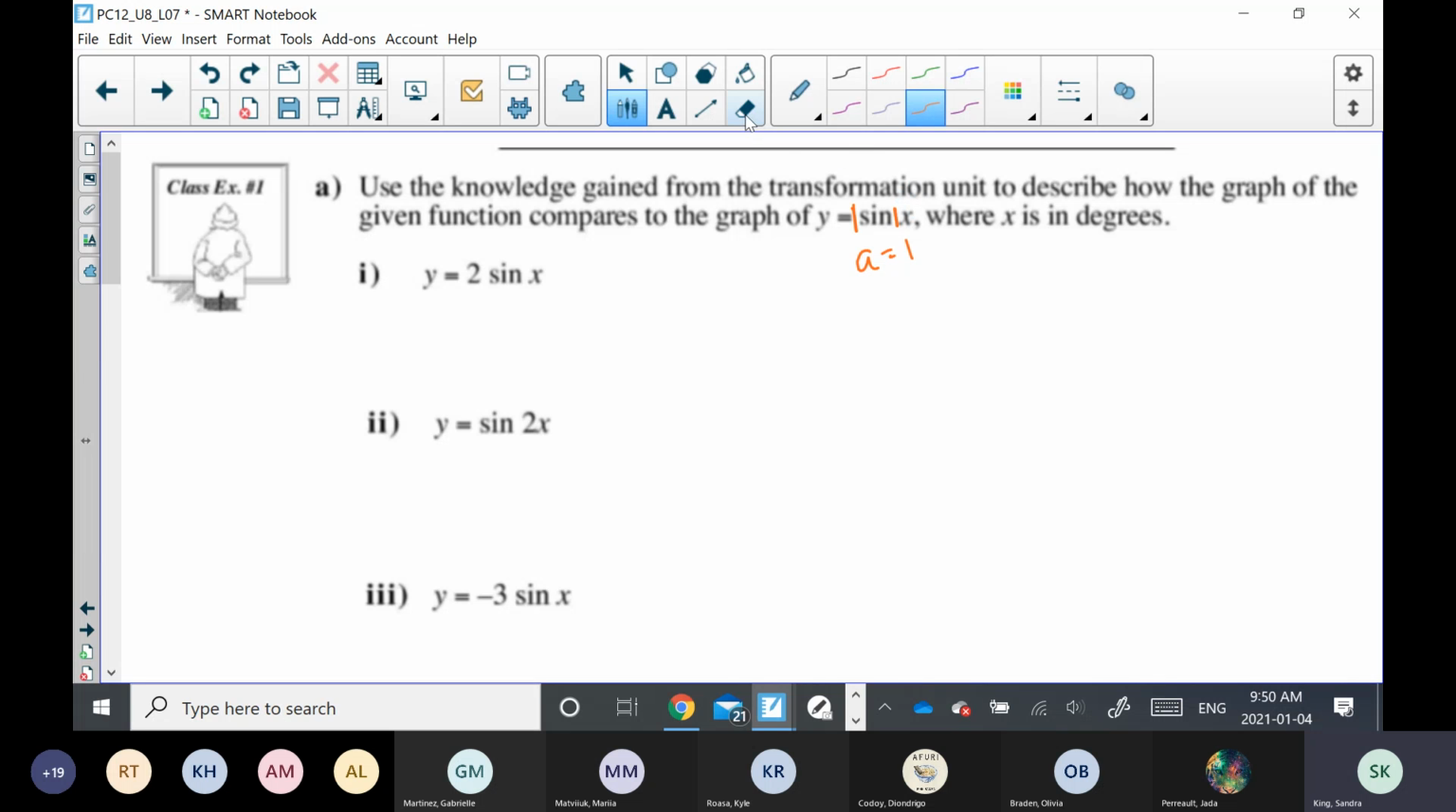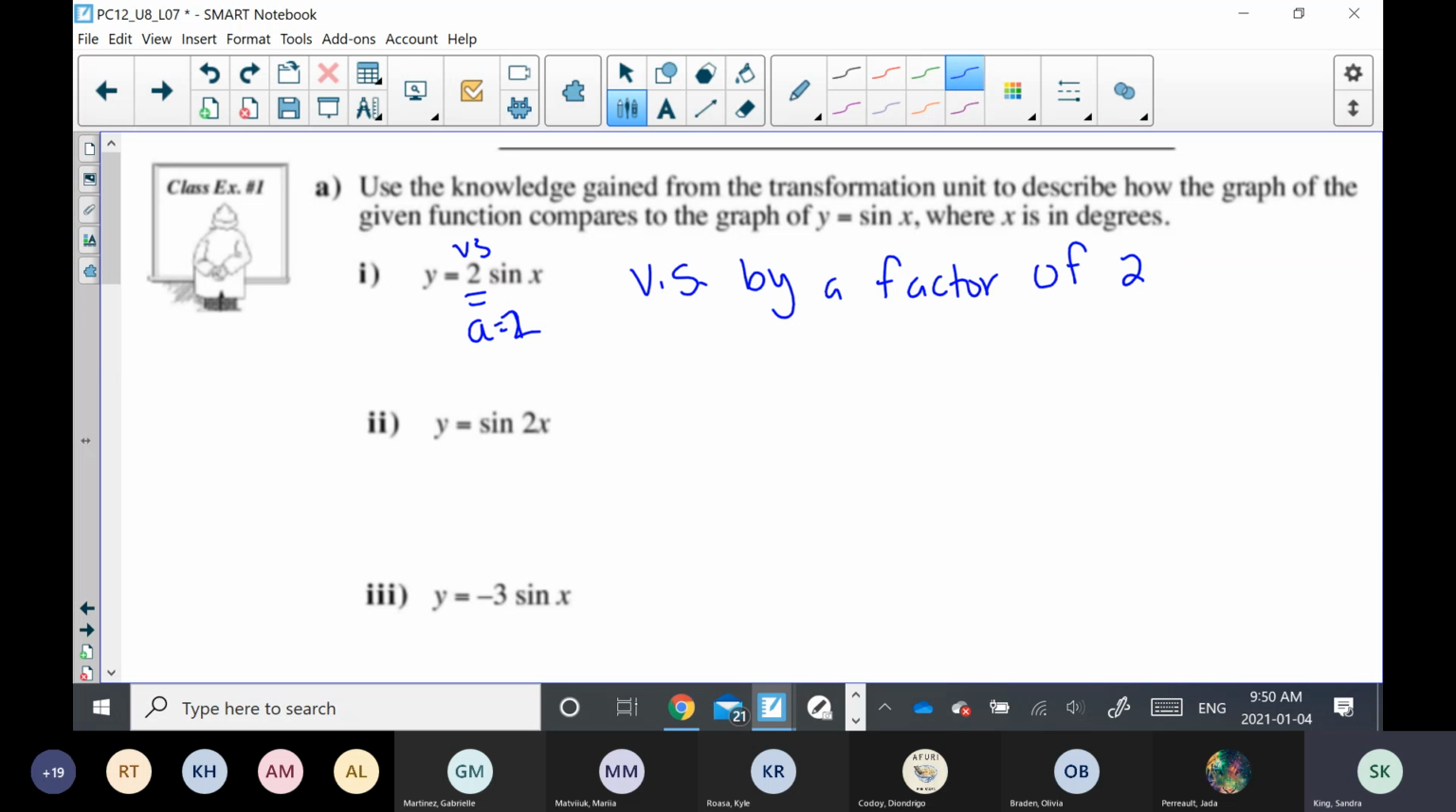If that's my original graph, though, and this is the transform graph, they want to know, well, what's happening? Just like we would have done in transformations, you would have said, okay, what is an A value? It is a vertical stretch. So this transformation would be a vertical stretch by a factor of 2. Sorry, the A value, you guys should be 2. So the transformation would be a vertical stretch by a factor of 2.